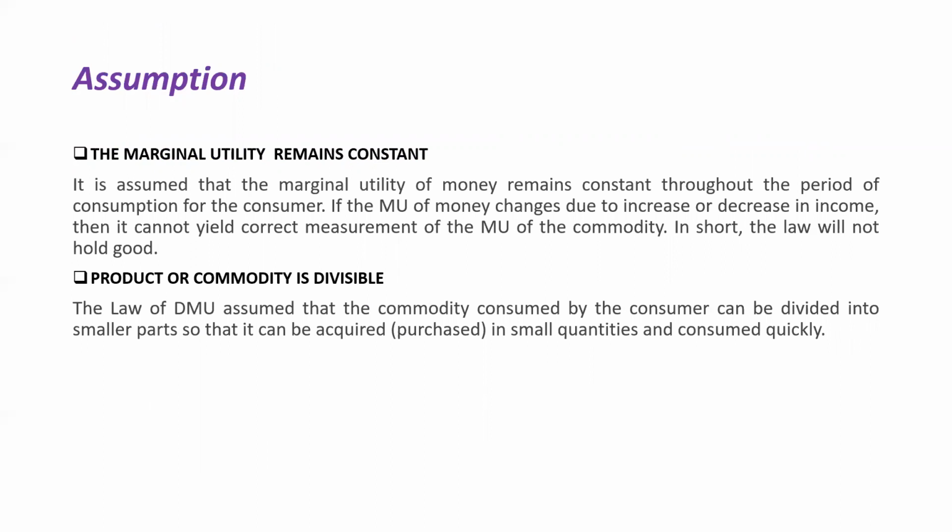The product or commodity is divisible. The law of diminishing marginal utility assumes that the commodity consumed by the consumer can be divided into smaller parts so that it can be acquired, purchased in small quantities and consumed quickly.